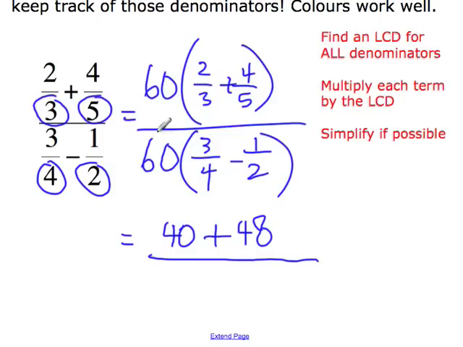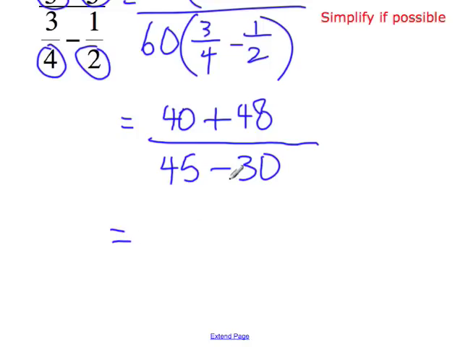Over, now notice that right immediately when I did that, I got rid of the double fraction. All I have on top are two numbers that I'm going to add. Let's try the bottom. 15 times 3 is 45. 2 goes into 60, 30. 30 times 1 is 30, minus 30. Okay, now 40 plus 48, 98. Over 45 minus 30, 15.